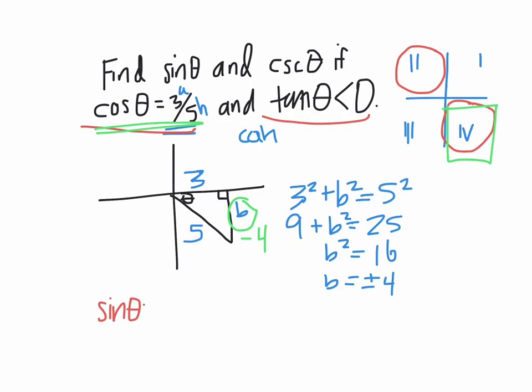So sine is always going to be opposite over hypotenuse. So instead of using the Pythagorean identity, I could just look at my triangle since I've solved my triangle. Opposite is negative 4, hypotenuse is 5. And then of course cosecant is the reciprocal of sine, so I would just need to reciprocate it. So you might find this method easier instead of using the Pythagorean identity, but I wanted to show you both.